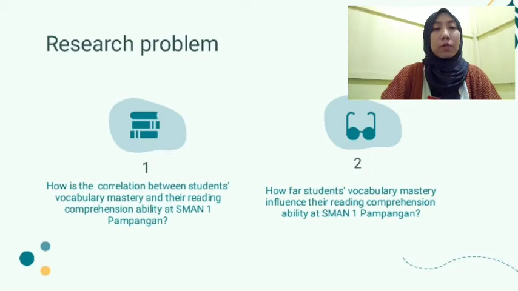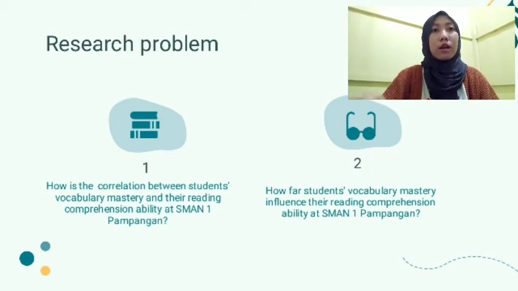Next is about the research problem. For my research proposal, there are 2 research problems. The first is how is the correlation between students' vocabulary mastery and their reading comprehension ability at SMA N1 Pampangan, and the second is how far student vocabulary mastery influences their reading comprehension ability at SMA N1 Pampangan.